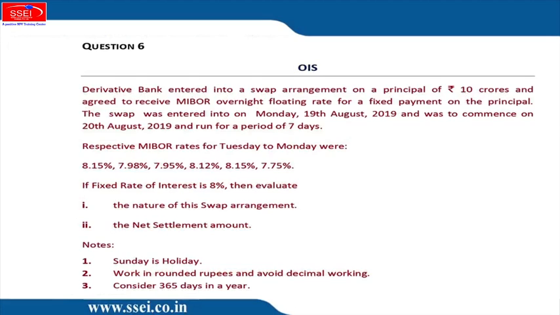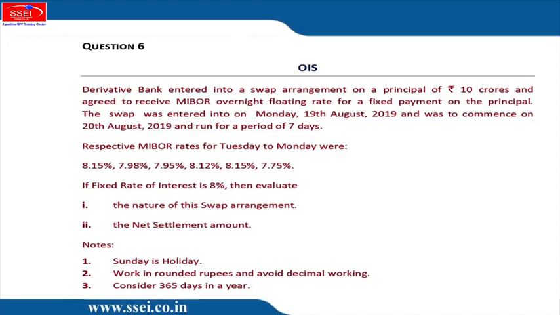So question number 6 of IRRM. Now this sum is from overnight index swap, plain vanilla overnight index swap. In fact, they are giving you marks for the name of it. Look at the first part of the sum, nature of the swap arrangement. That is plain vanilla OIS, overnight index swap, in which one leg is MIBOR and the other leg is fixed. And MIBOR is daily compounded.